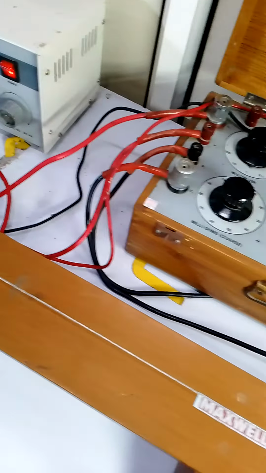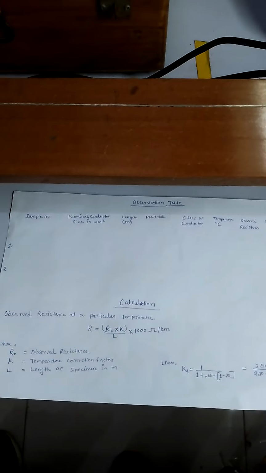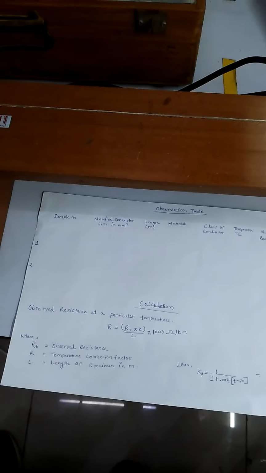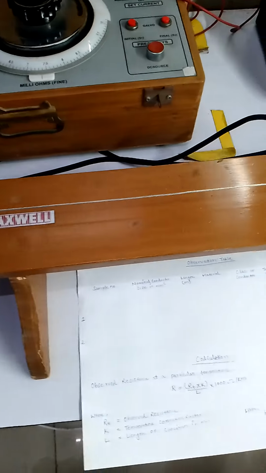Now this is the observation table of this testing. First, sample number, nominal conductor size in mm square. The wire we are taking has 1 square mm size, length 1 meter.